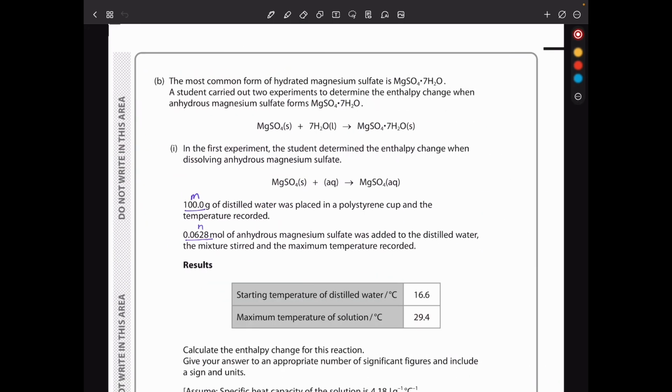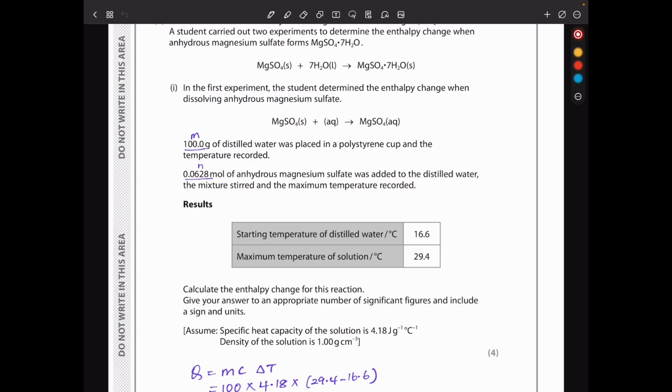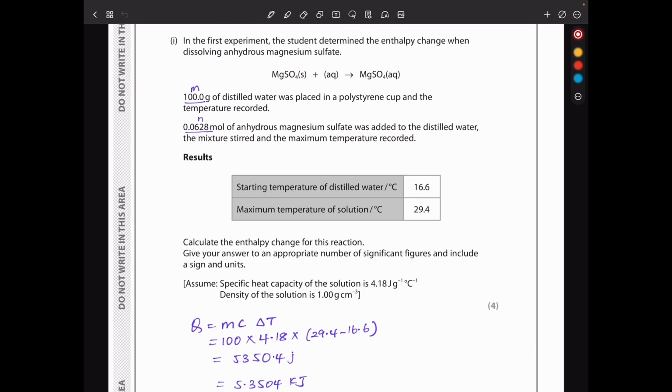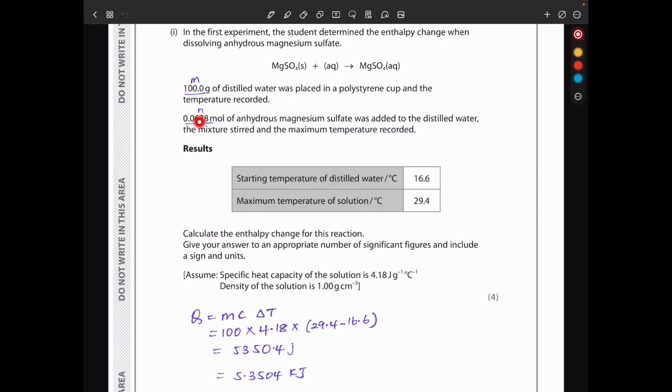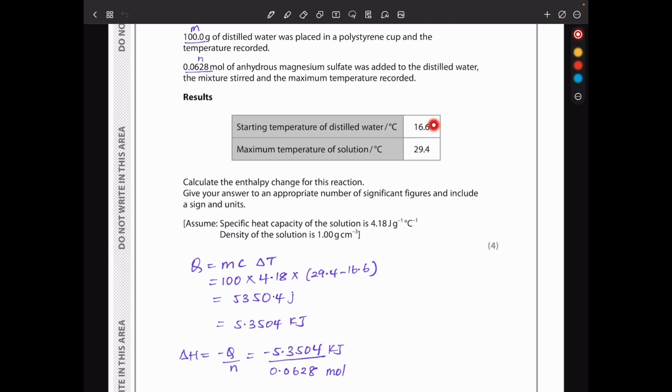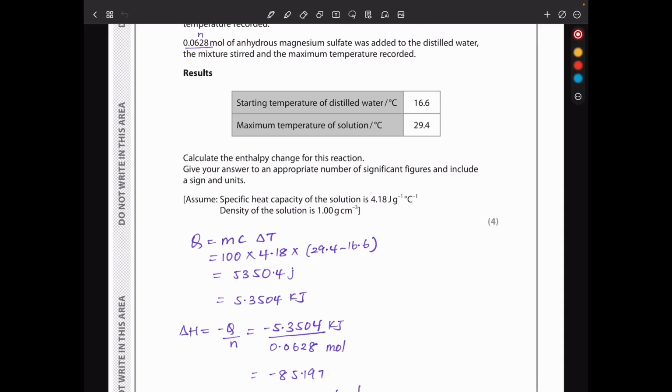In part B, the most common form of hydrated magnesium sulfate is magnesium sulfate with 7 water molecules. A student carried out 2 experiments to determine the enthalpy change when anhydrous magnesium sulfate forms magnesium sulfate heptahydrate. In the first experiment, the student determined the enthalpy change when dissolving anhydrous magnesium sulfate. So 100 grams of distilled water was placed in a polystyrene cup and the temperature recorded. 0.0628 mole of anhydrous magnesium sulfate was added to the distilled water. The mixture stirred and the maximum temperature recorded. So we see the starting temperature and the highest attained temperature.